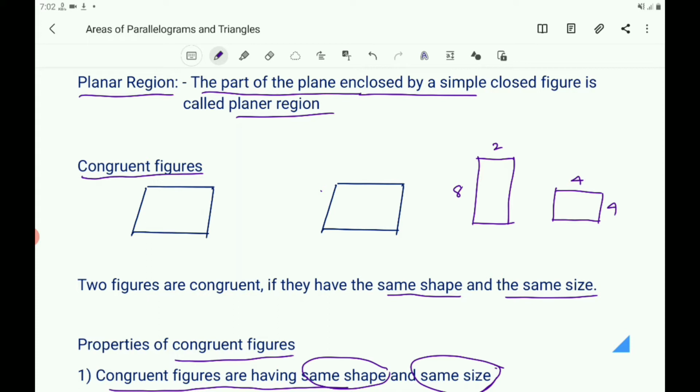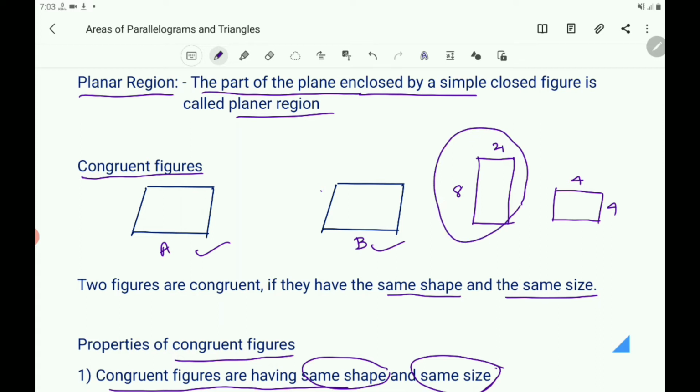So consider that figure A and figure B are congruent; they must have equal areas. Here these two have equal areas. But two figures having equal areas need not be congruent. Congruent figures have equal areas, but figures which have equal areas may not be congruent. Consider this figure.